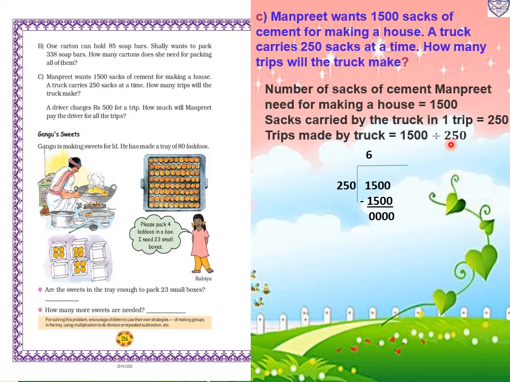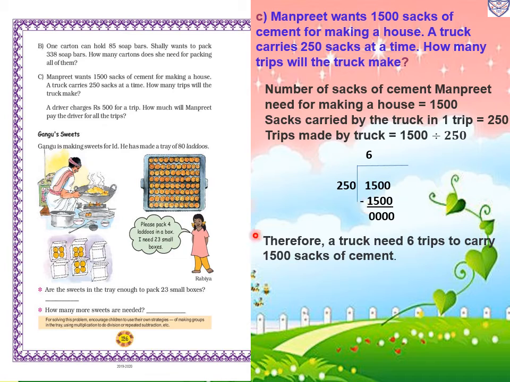So 250 times 6 is 1500. So how many trips will the truck make? Therefore a truck needs 6 trips to carry 1500 sacks of cement.